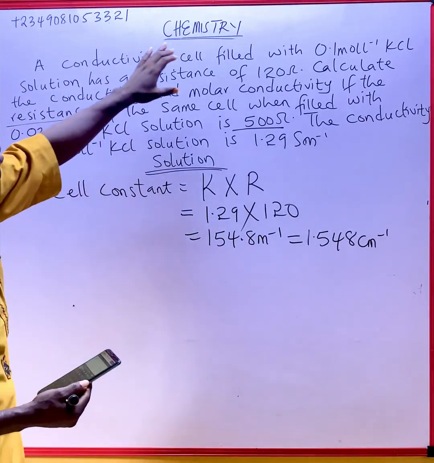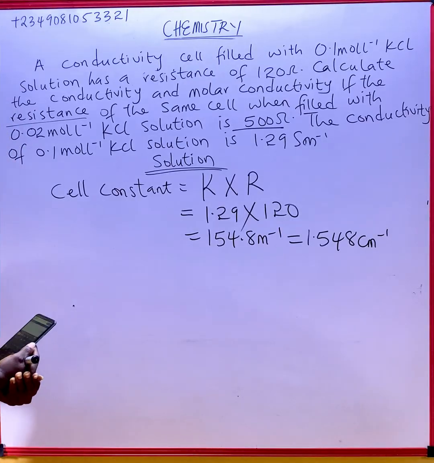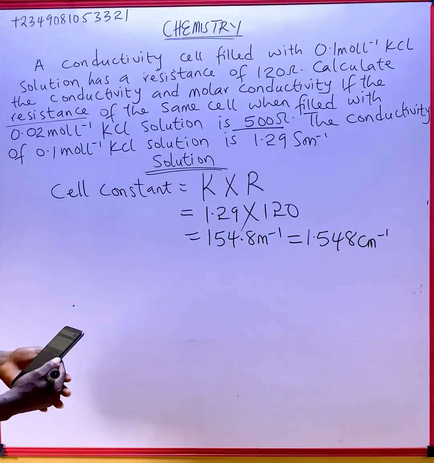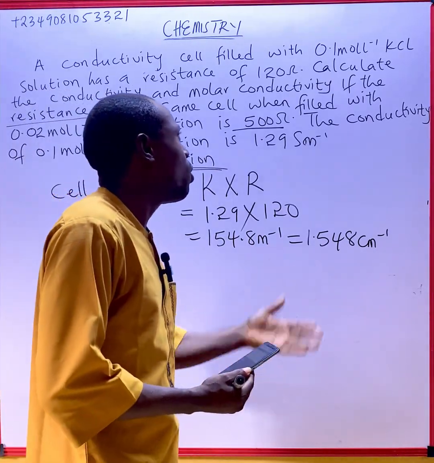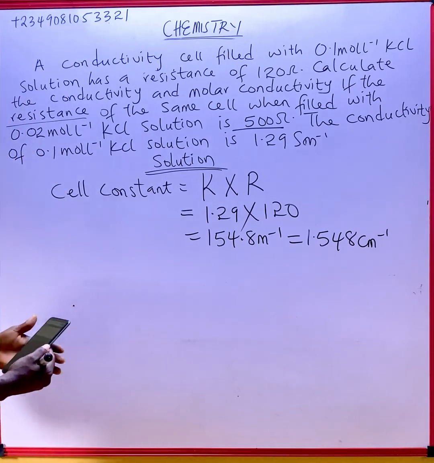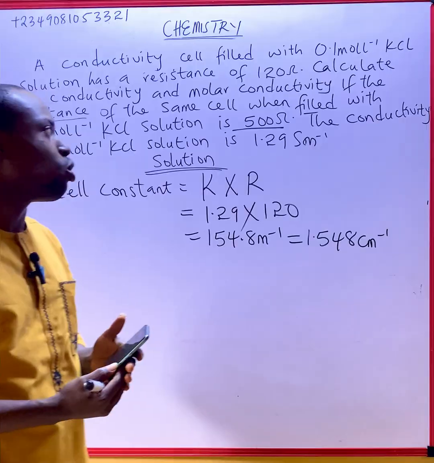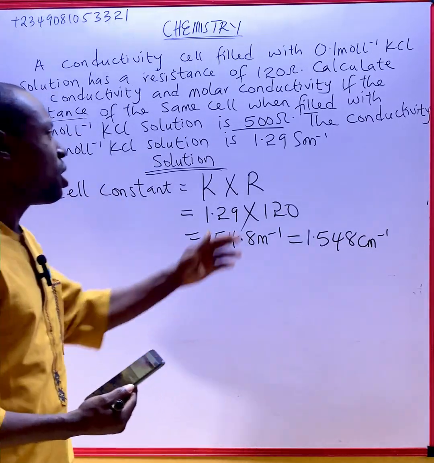The question says the conductivity cell filled with 0.1 mole per liter KCl solution has the resistance of 120 ohms. Calculate the conductivity and molar conductivity if the resistance of the same cell when filled with 0.02 mole per liter KCl solution is 500 ohms. The conductivity of the 0.1 mole per liter KCl solution is this.